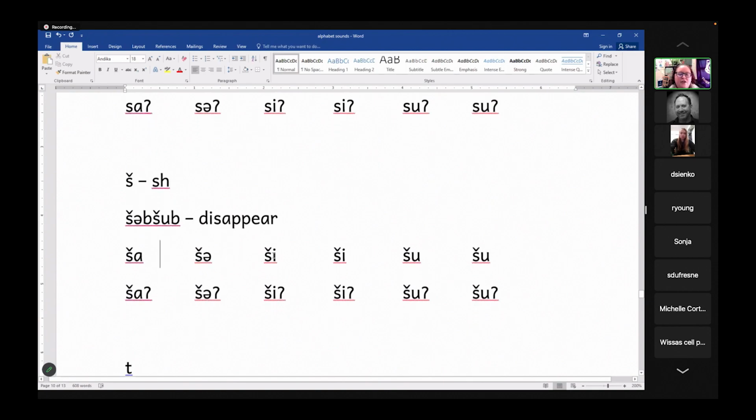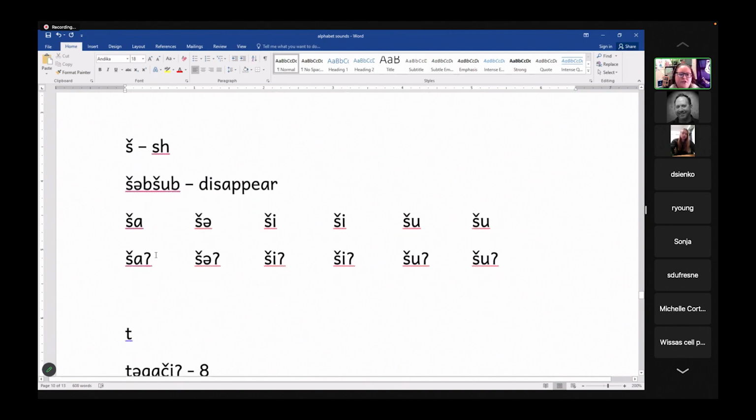Sha, sha, she, shay, show, shoe. And then the glottal stops. Sha, sha, she, shay, show, shoe.